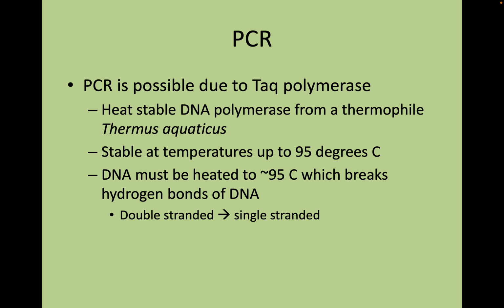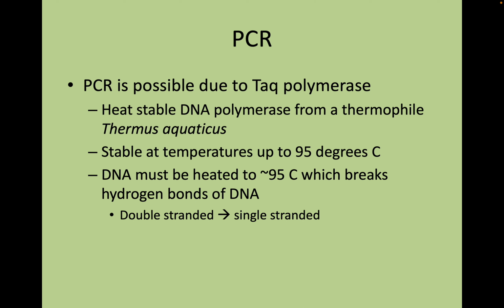PCR is possible due to a very special enzyme called Taq polymerase. It's a heat-stable DNA polymerase from a thermophile bacteria, Thermus aquaticus. And this Thermus aquaticus lives in hot springs in Yellowstone. So it's stable at temperatures up to 95 degrees Celsius.